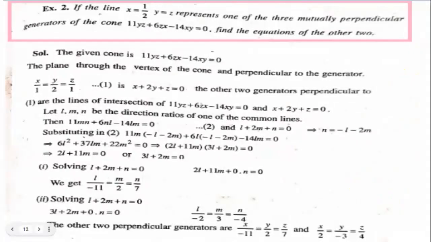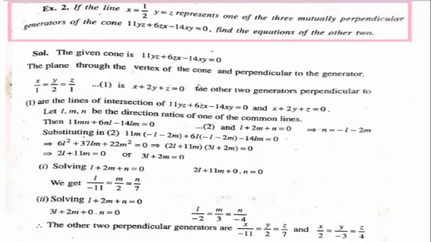If the line x equal to y by 2 equal to z represents one of the three mutually perpendicular generators of the cone 11yz plus 16zx minus 14xy equal to 0, then find the equation of the other two. So, in simple terms, the given equation of the cone is 11yz plus 16zx minus 14xy equal to 0.